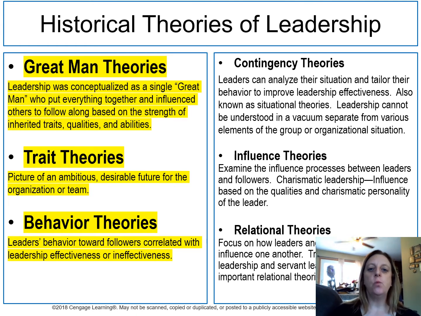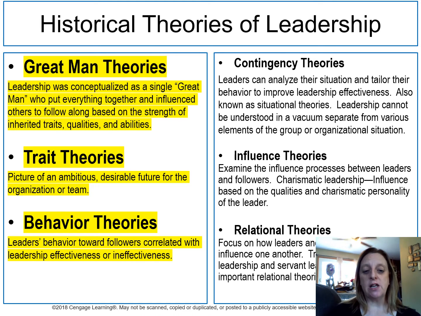Well, this week we will learn more specifics with these first three theories of leadership, the great man theories, trait theories, and behavior theories. Particularly, we're going to look at trait and behavior theories today.